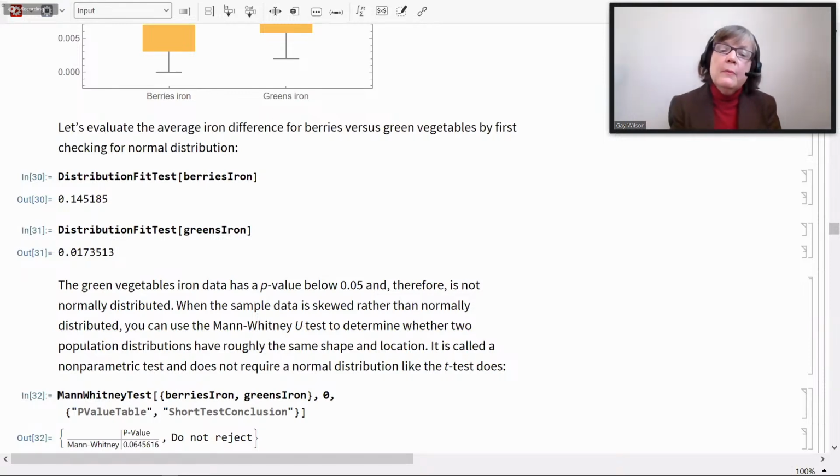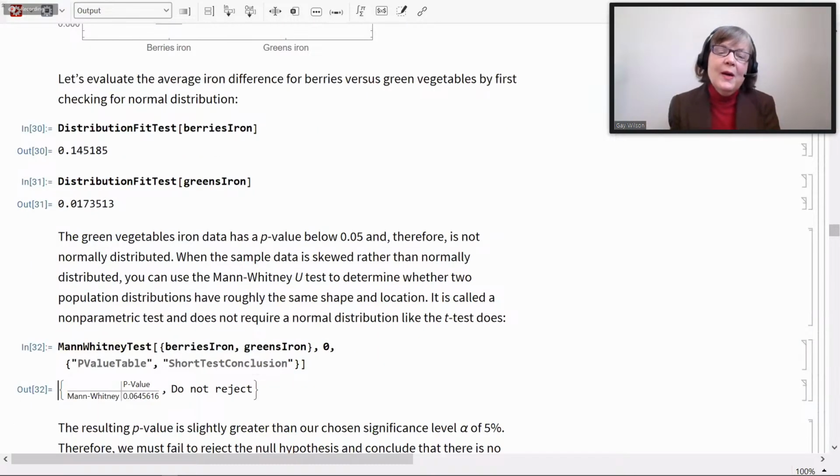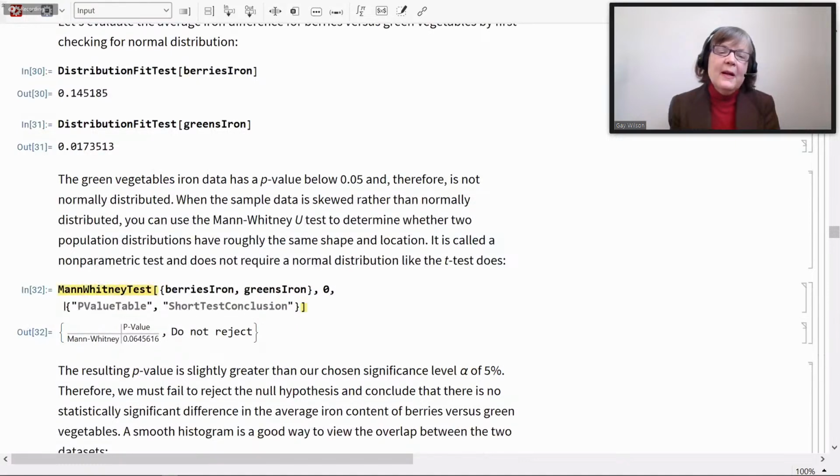We can use the Mann-Whitney U test in the Wolfram language, which many of you probably are very familiar with as well. That's a non-parametric test that's going to tell us whether those two population distributions have about the same shape and location. Okay, and it does not require a normal distribution like the t-test does. So I remember using the Mann-Whitney in my thesis, and I'm sure many of you have as well. But I certainly wish I had known about the Wolfram language to use it at the time. So that's why I wanted to share it with everybody else.